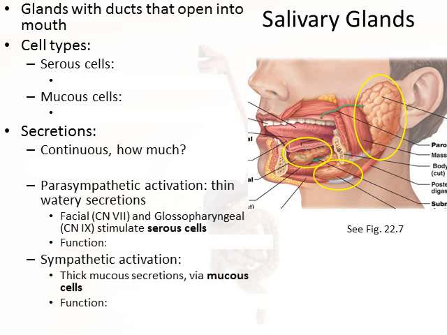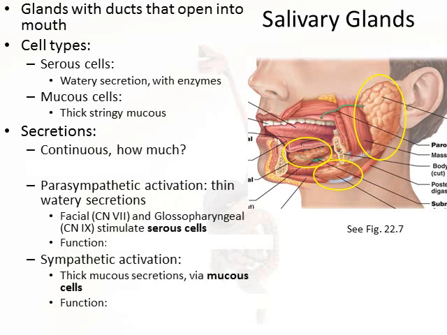Now we have some very important salivary glands. The salivary glands are really glands with ducts that open up into the mouth. These little glands that I have circled here, you don't need to know the different names of them. You just need to know they're here and they're dumping substances into the mouth. Within these glands, there's two different cell types. There's the serous cells, which produce a watery secretion that contains enzymes for breaking down food, and then the mucus cells, which release thick, stringy mucus that does not have enzymes.